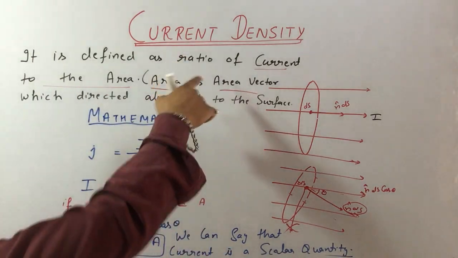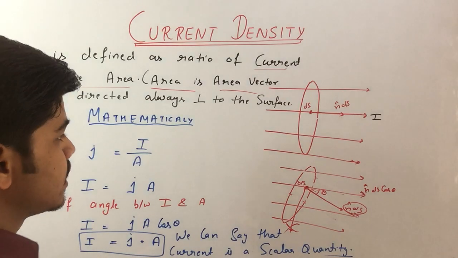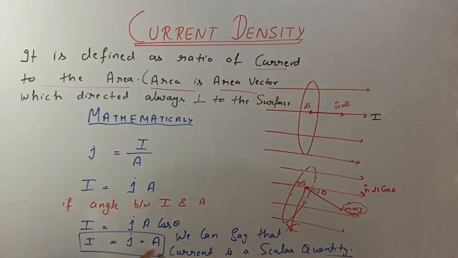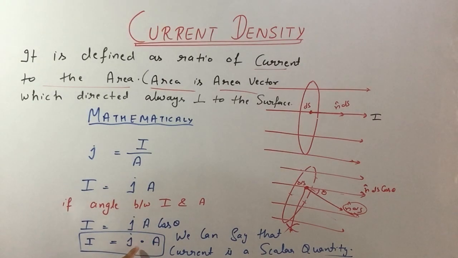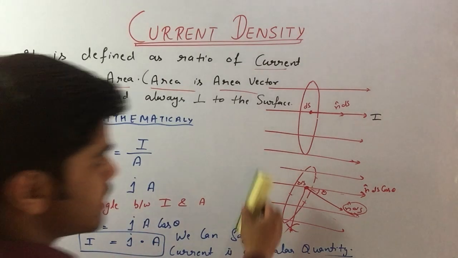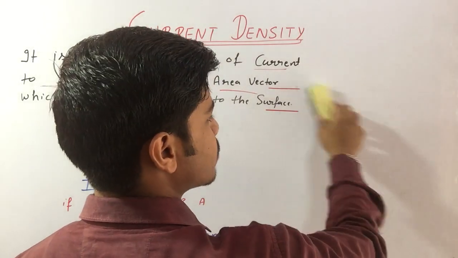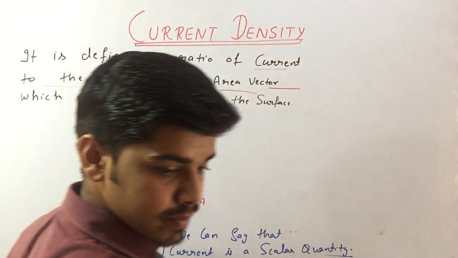But students, current density is a vector quantity. Area vector is also a vector quantity, and when two vector quantities are under a dot product, then it gives a scalar quantity called current.